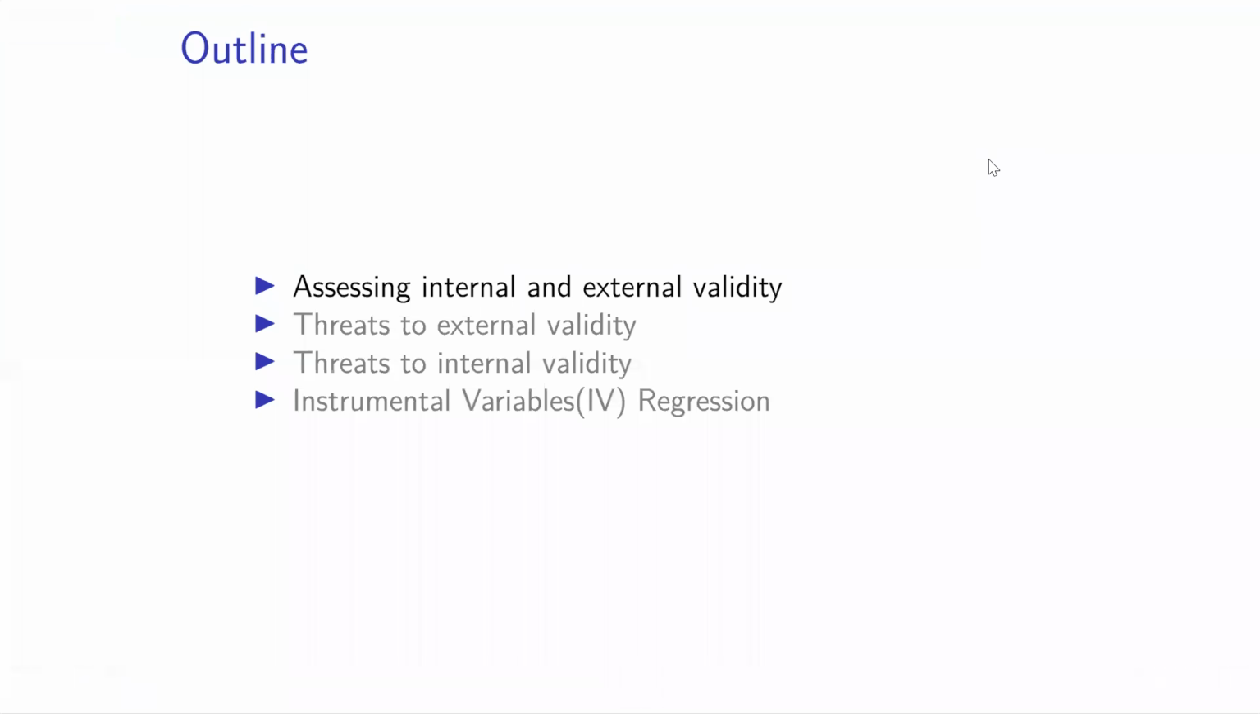This is the last module of the course. In this module, we'll talk about what defines internal and external validity and various threats to internal and external validity. In the end, we'll introduce instrumental variable regressions, or the IV regression, which is a technique that is frequently used as a remedy to fix some of the internal validity problems.